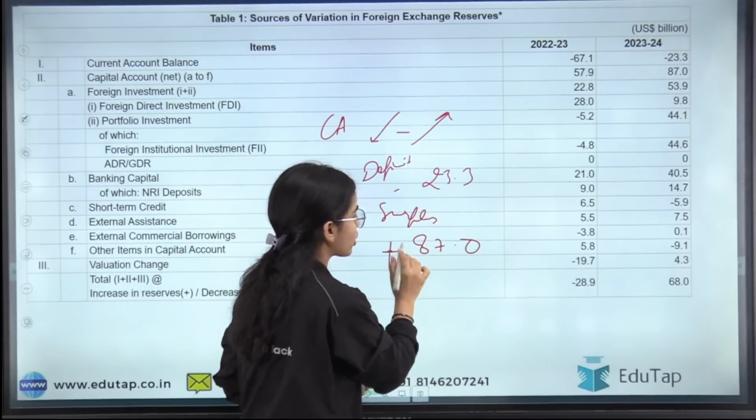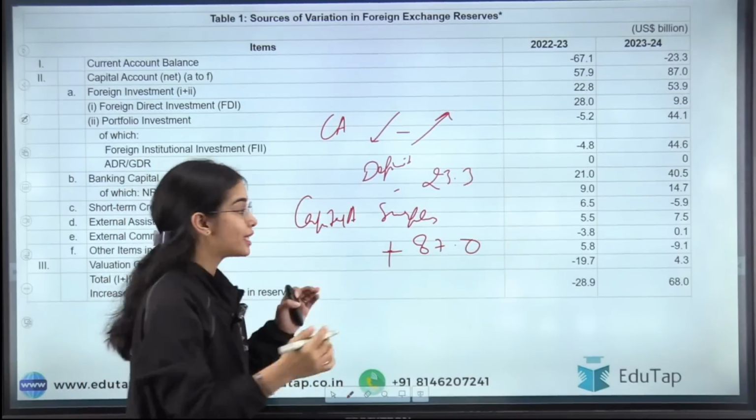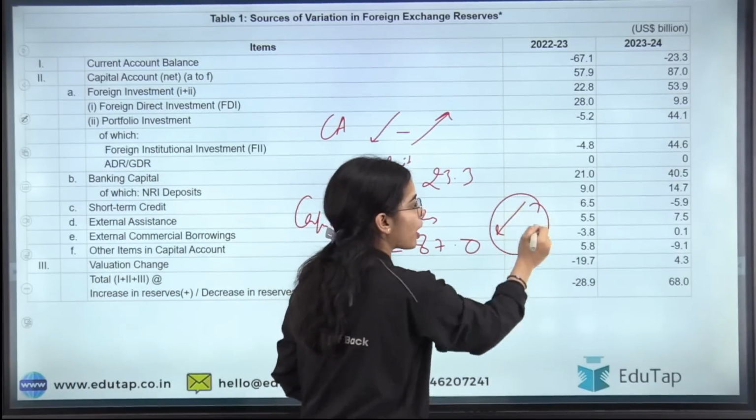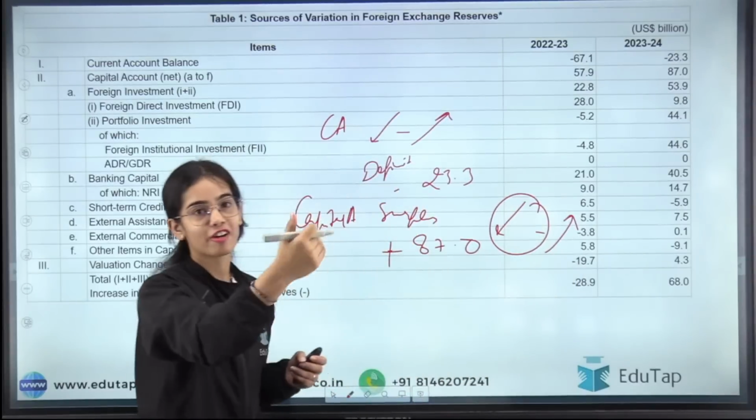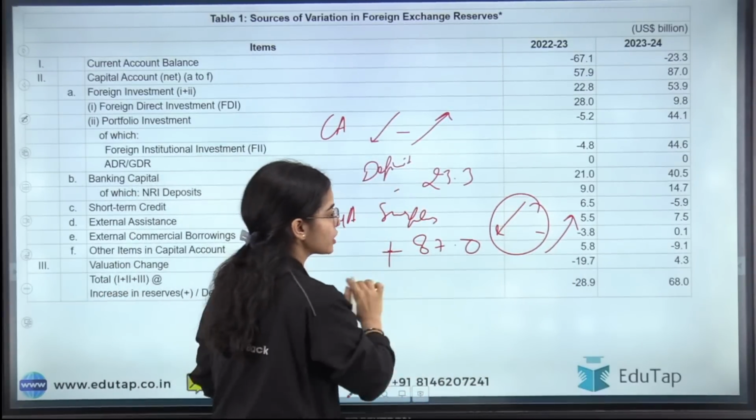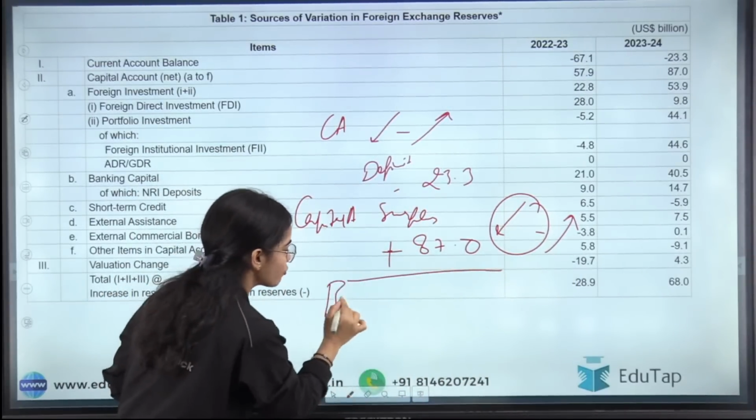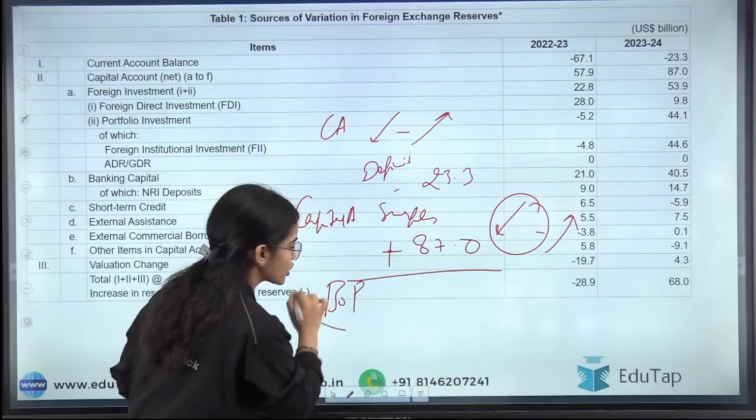We have got a surplus of 87.0. That means we have got more amount as compared to how much we have paid. So the net amount is in surplus of 87.0. So what is the situation of the balance of payment?